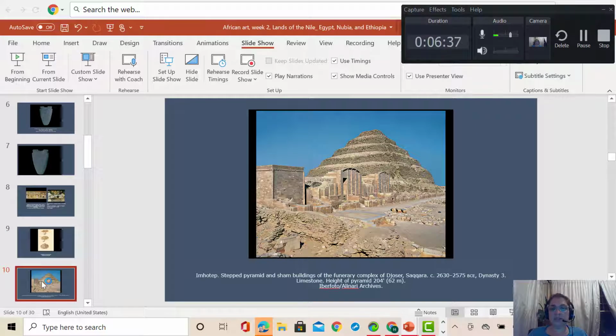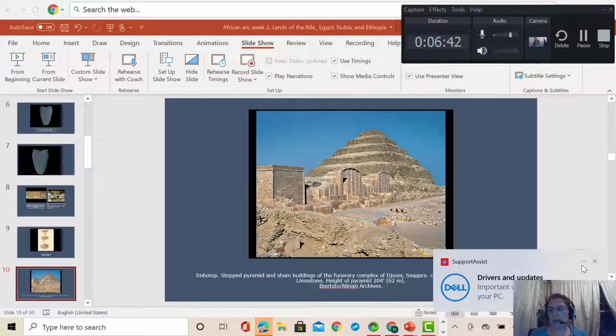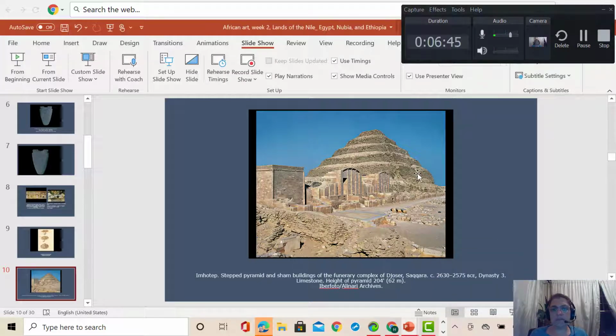Here we have a step pyramid, and so you really see these steps, as these squares are added one on top of the other, getting progressively smaller. You'll notice that there are other buildings around it, and in fact these pyramids were not one pyramid in the middle of the desert. There were whole complexes that were built, and they were known as necropolises, which really translates to cities of the dead.